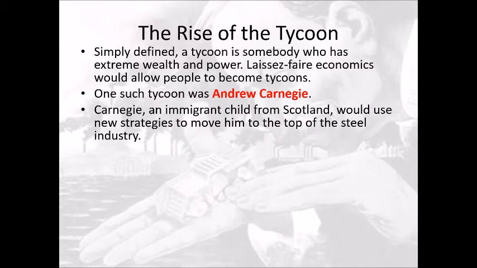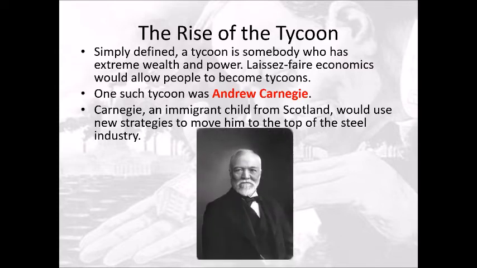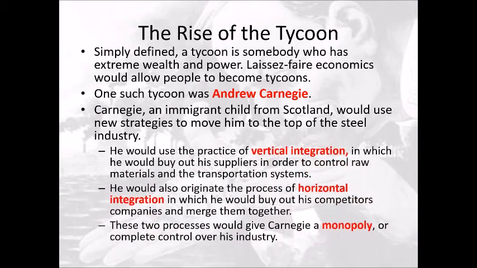One such tycoon was Andrew Carnegie. Carnegie, an immigrant child from Scotland, would use new strategies to move him to the top of the steel industry. There's a picture of Carnegie right there. He would use the practice of vertical integration, in which he would buy out all the suppliers in order to control raw materials and transportation systems.